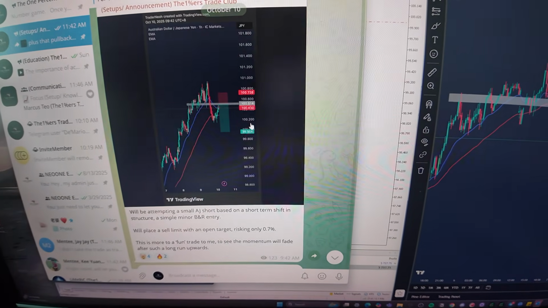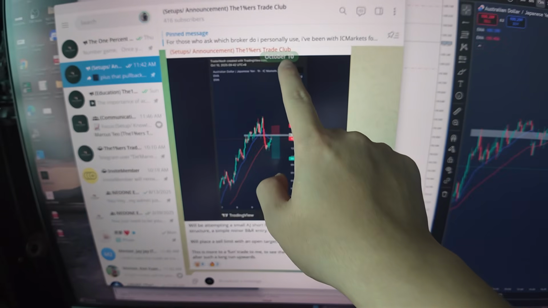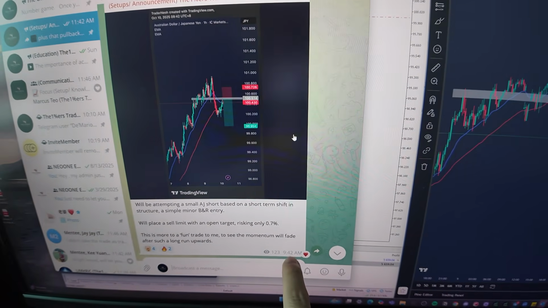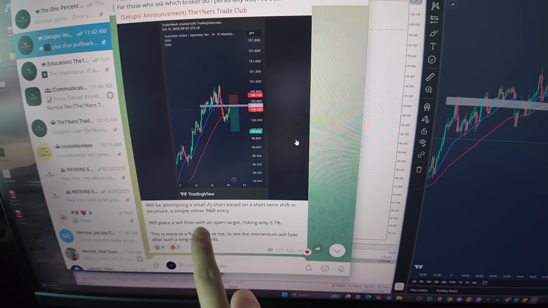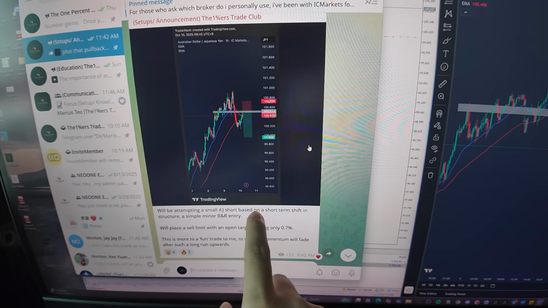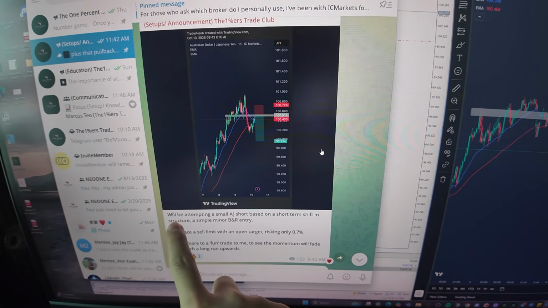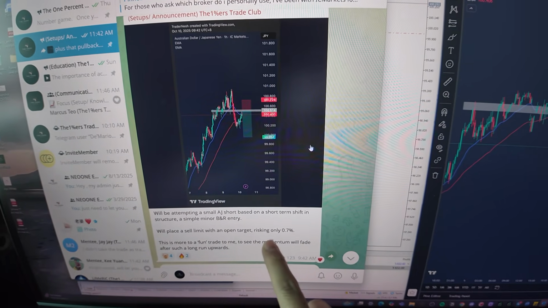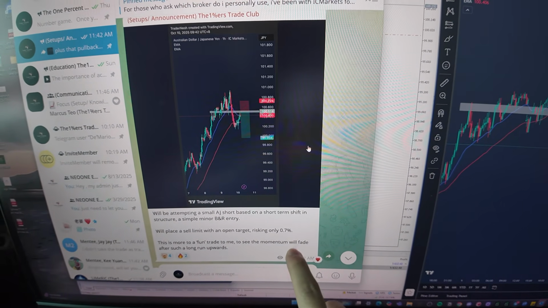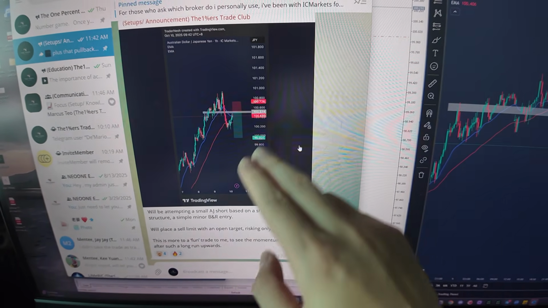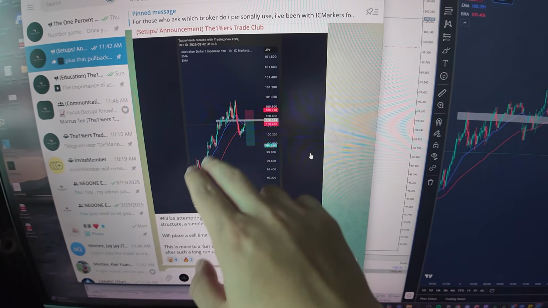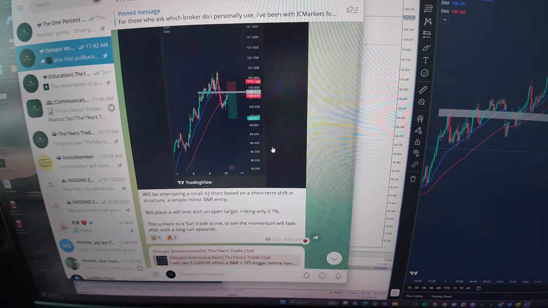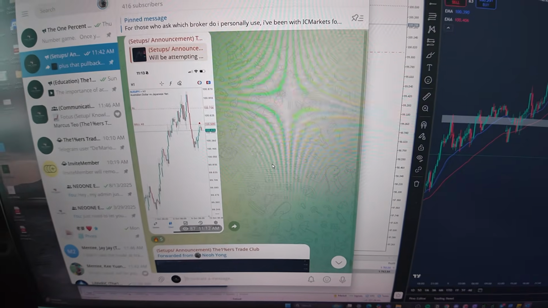So as you all can see, today, 10th of October, 9:42 a.m., non-edited, I say that I'll be attempting an Aussie Yen short based on a short-term shift in structure, a simple minor BNR entry. And this is more of a fun trade. I'm only going to risk about 0.7% and see if the momentum is going to fade after such a strong long run upwards. So also posted that I took the trade.